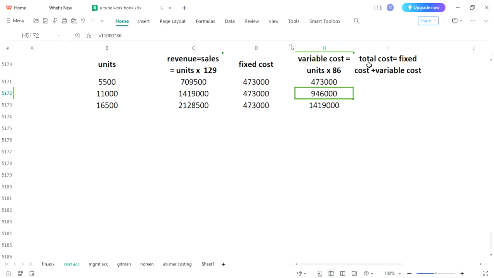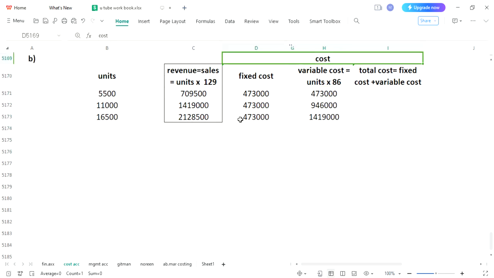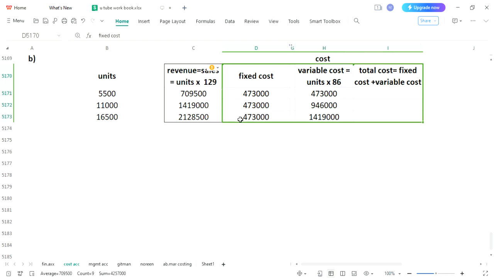Now put your focus upon here. You need to calculate your total cost, which is the sum of fixed and variable cost. Fixed cost was calculated over here, variable cost was calculated over here. Why not? We should separate it so that we can understand it separately. So here we have revenues or sale in one part and this is your cost and you can separate it from your revenues. Total cost, how? Addition or sum of fixed and variable cost.